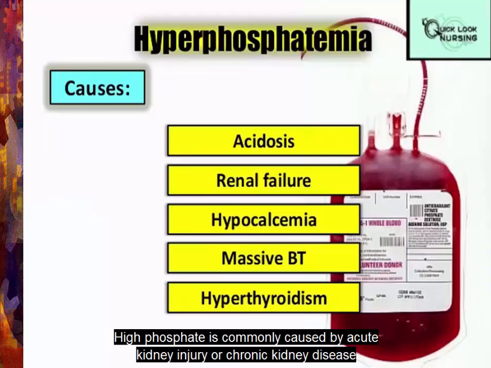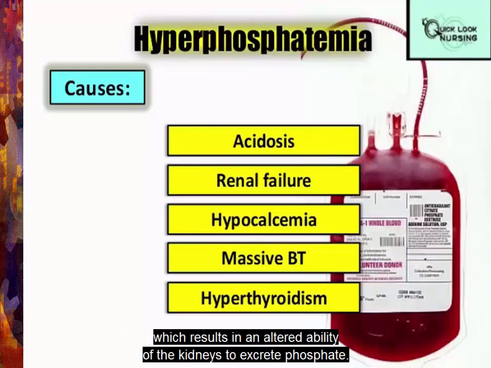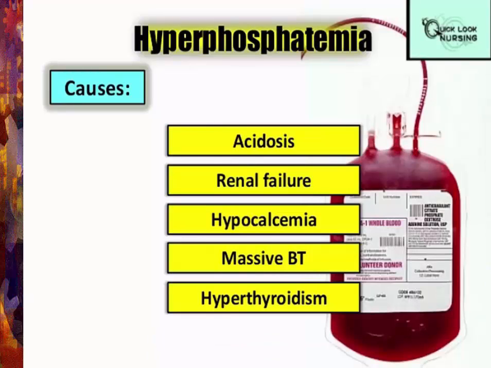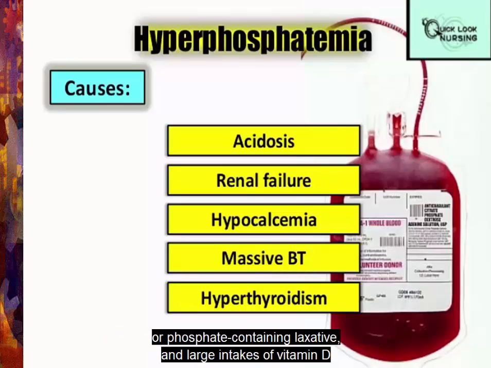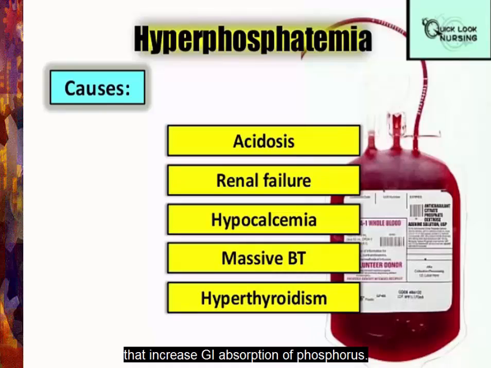High phosphate is commonly caused by acute kidney injury or chronic kidney disease, which results in an altered ability of the kidneys to excrete phosphate. Other causes include chemotherapy for leukemia or lymphoma, excessive ingestion of milk or phosphate-containing laxative, and large intakes of vitamin D that increase GI absorption of phosphorus.